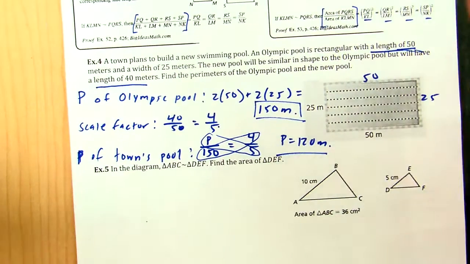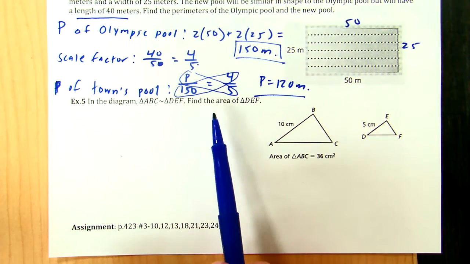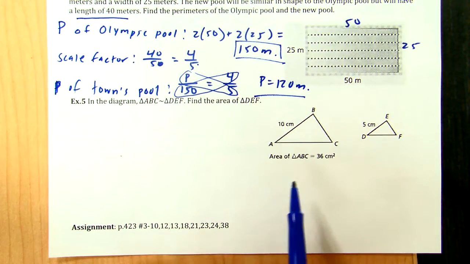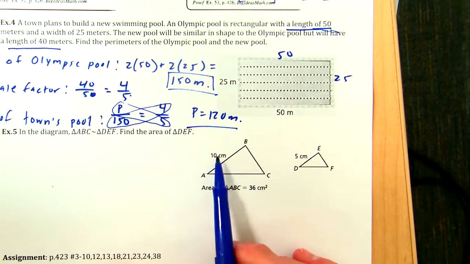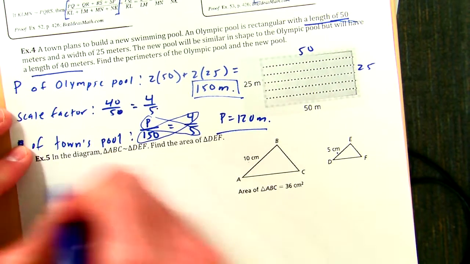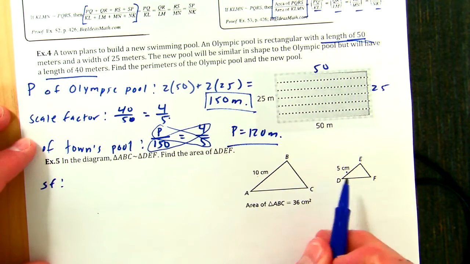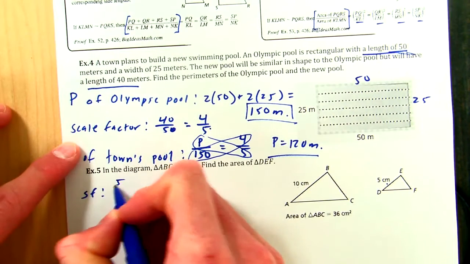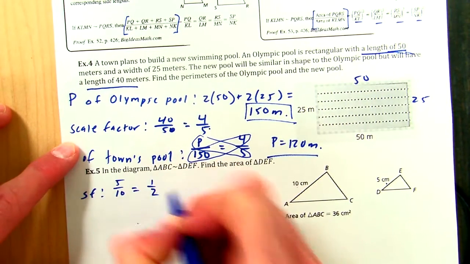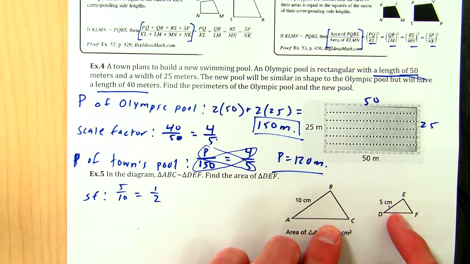And lastly, we're going to look at the area one now. The area one, remember, you need to take the scale factor and you need to square it. So in this case, notice I'm going from 10 to 5. So my scale factor from the bigger one to the smaller one is 5/10, which is 1/2 or 0.5. So I would just need to cut these things in half to get my new.